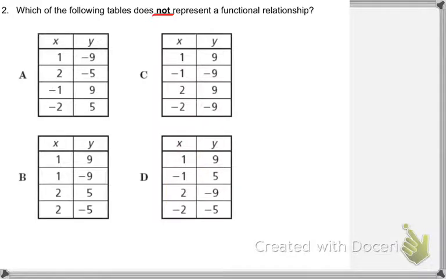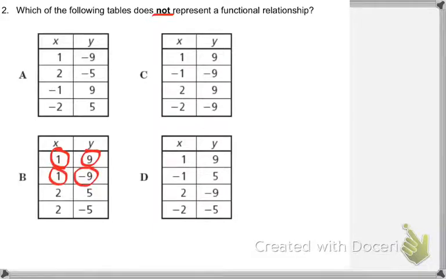No repeats in this one either. No repeats in this one either. Oh look, we have repeats in this one. Okay, so let's check this one. This one looks suspicious. The input of 1 gives you a 9. The input of 1 also gives you a -9.